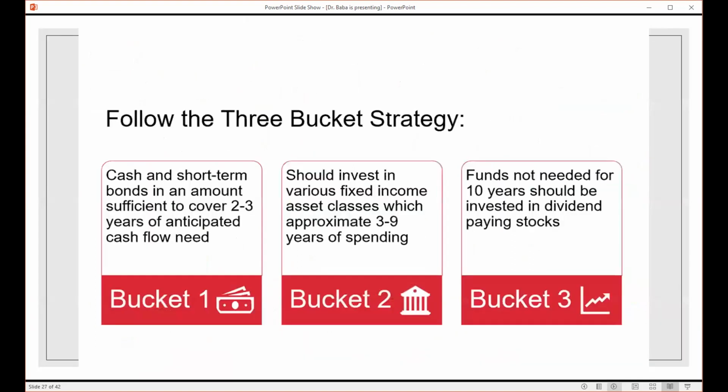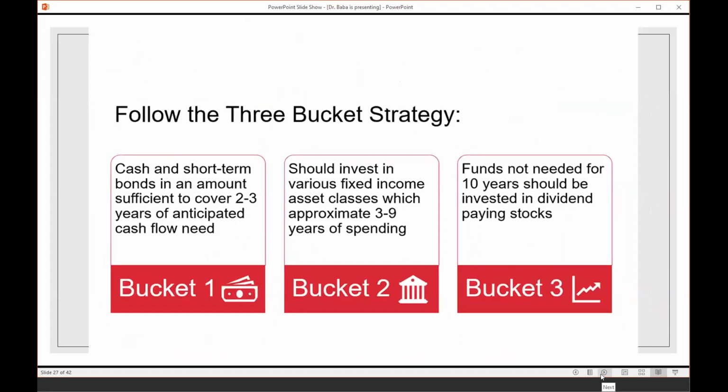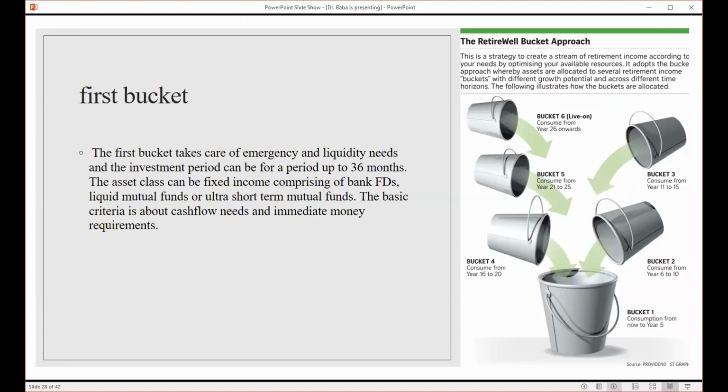Based upon that, you will consider the investment. For example, in bucket one, you will consider the cash investments. Bucket two will consider the fixed income assets. You will deposit in the fixed investments. And in bucket 3, you will depend upon the dividends from different companies. That is how we used to define the investment strategy of a human being.